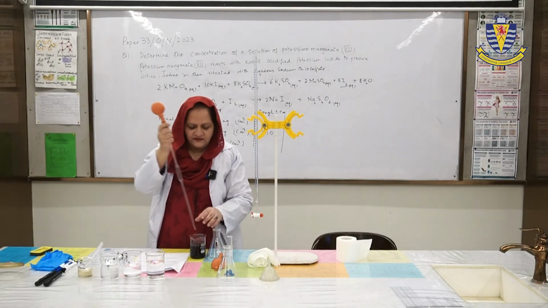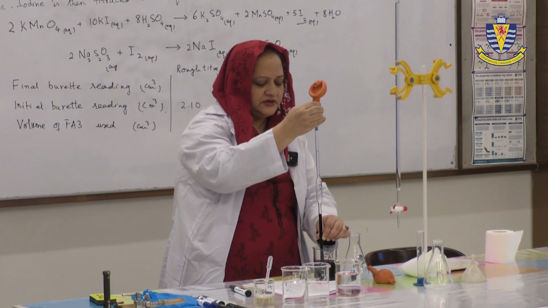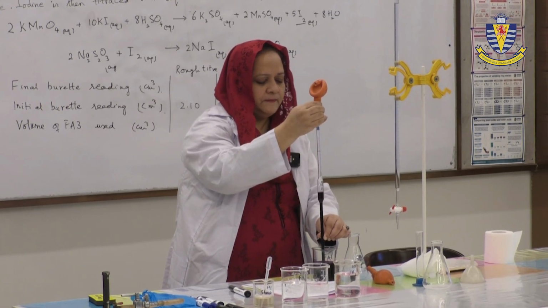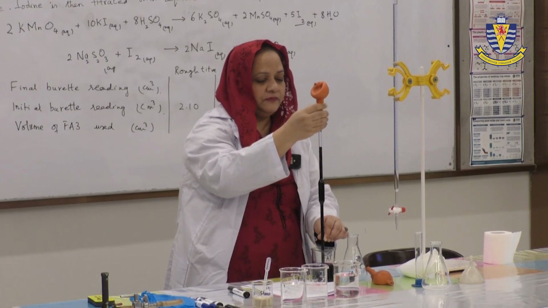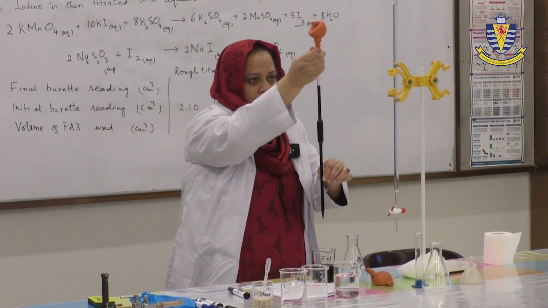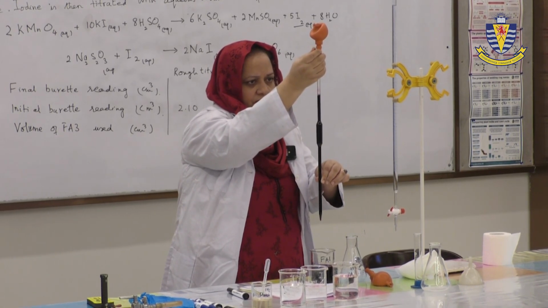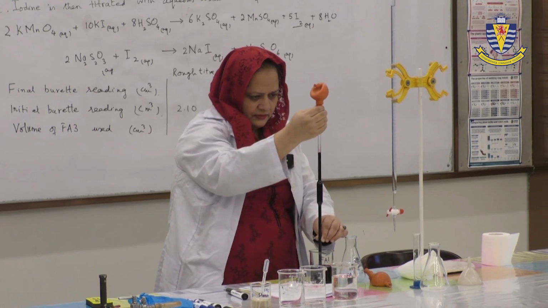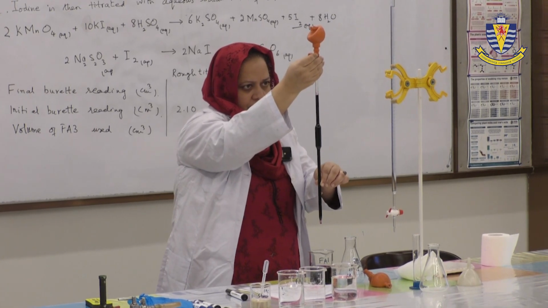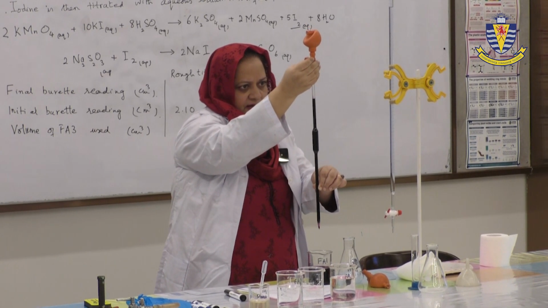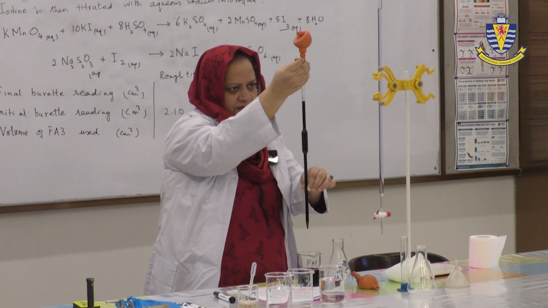Now remember this, that this is a colored solution which you are pipetting out. So you must be noting down the upper meniscus of this solution. And the level of the solution should be at your own eye level. Since this is a colored solution, you have to be very careful in it.